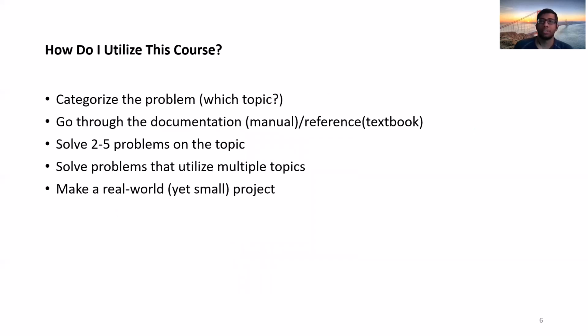In order to utilize this course efficiently, you should categorize the problem, meaning which topic it belongs to. You should recognize that. And if you are stuck or lost, you should go through the documentation, meaning the Python manual, or the reference you are using, the textbook. And to get your hands on that, you should solve 2 to 5 problems on your own on the topic. Start from the simple and dive into deeper and longer code.